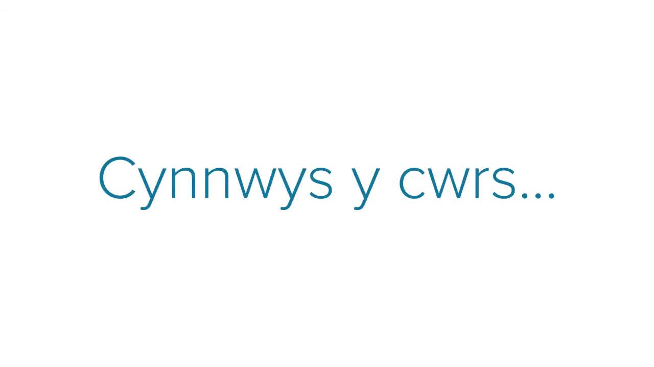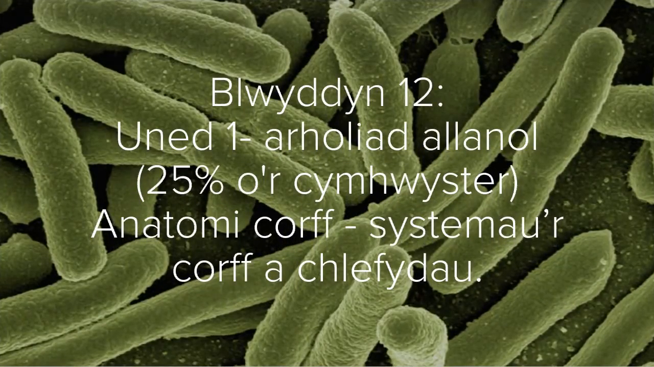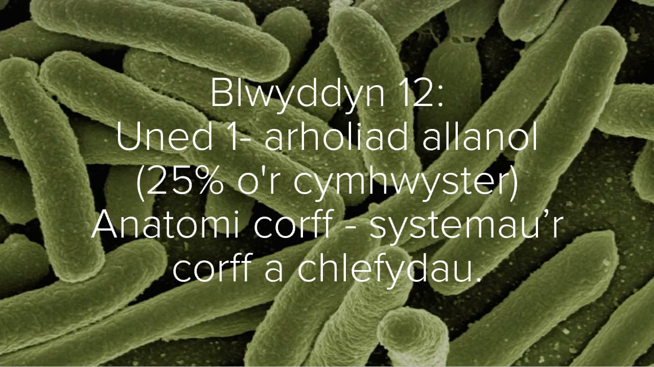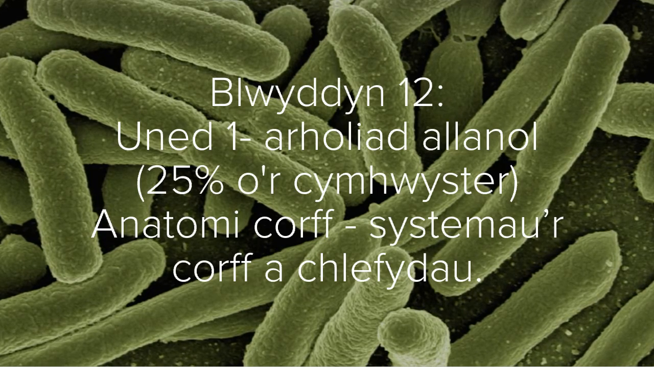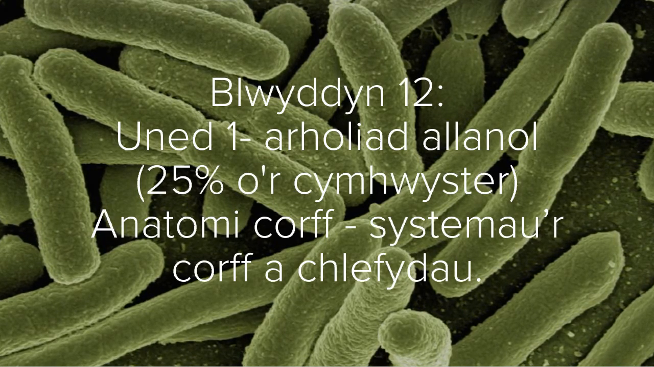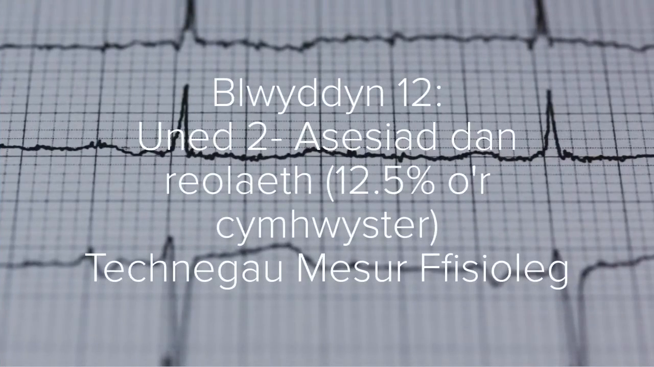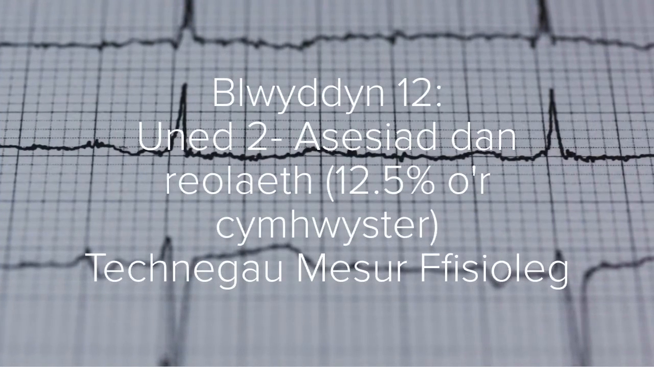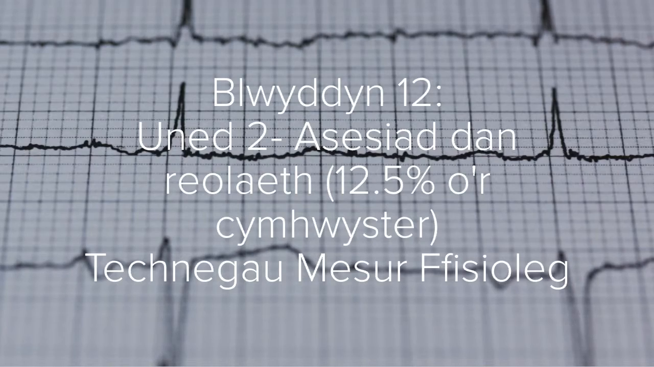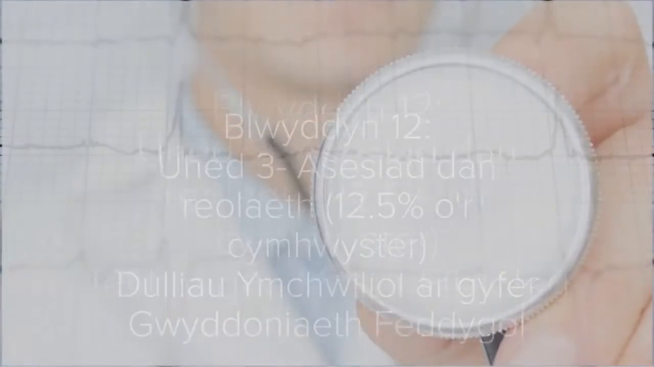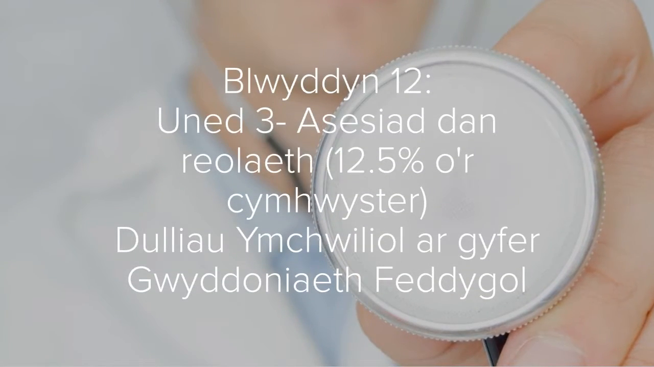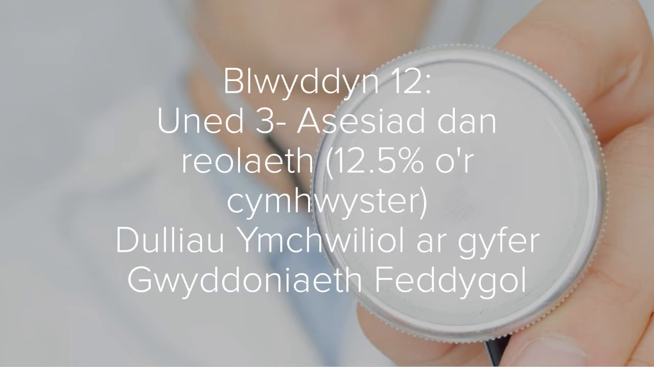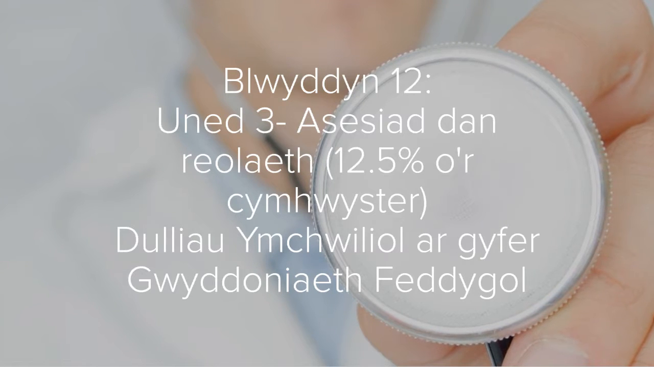But what is the course content? In Year 12, Unit 1 is an external exam. It looks at the anatomy of the body and diseases. Unit 2 is a controlled assessment. This looks at physiological measurement techniques. And finally, Unit 3, another controlled assessment where students will carry out a research proposal.